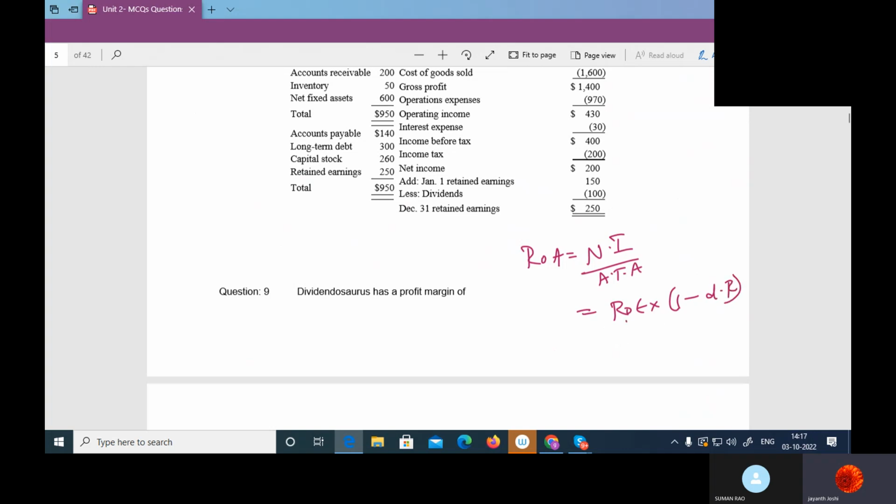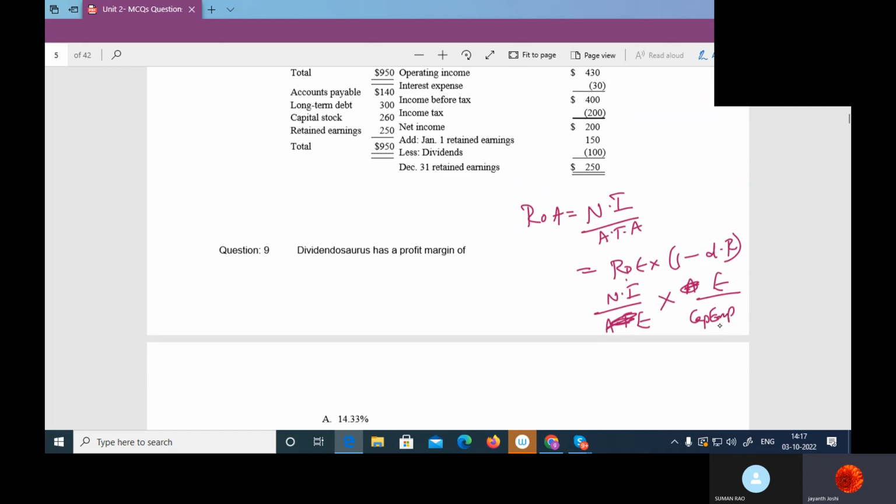What does it mean? Return on equity is nothing but net income by average total equity, into 1 minus debt ratio, which is nothing but average equity by capital employed. Capital employed can also be written as total assets. Now this equity will be cancelled, and net income by capital employed, or average total assets, is nothing but return on assets. Correct or wrong? This is what they're asking you.